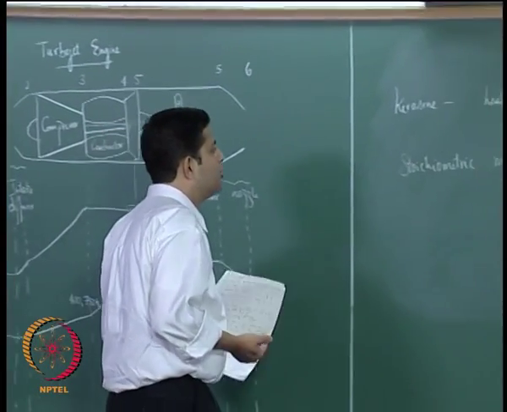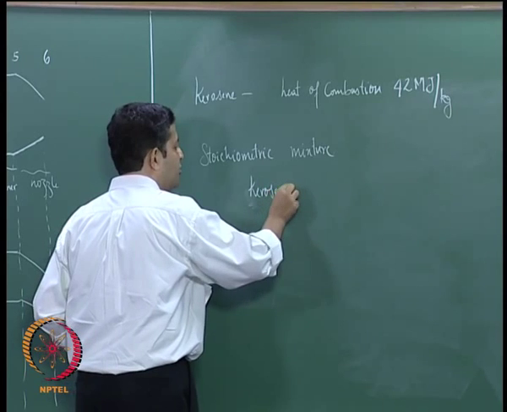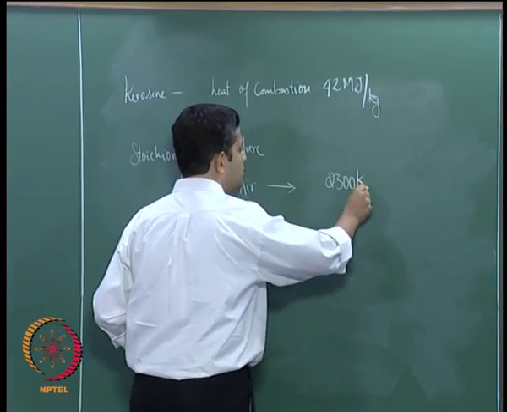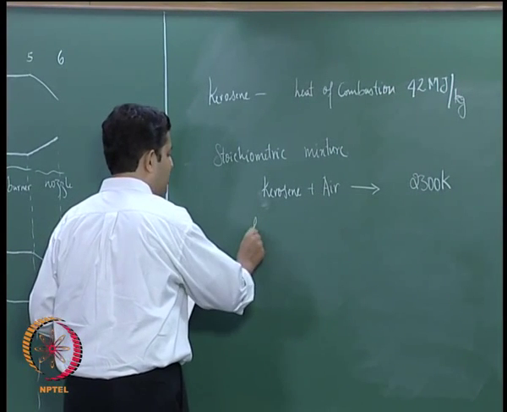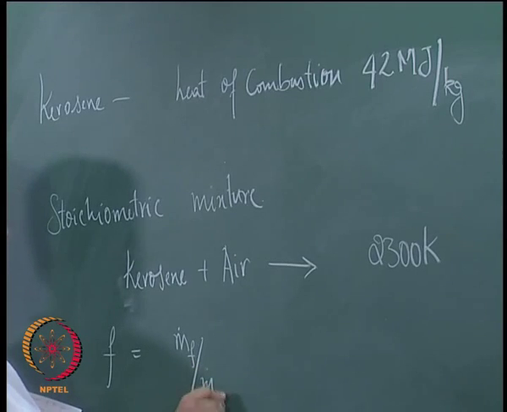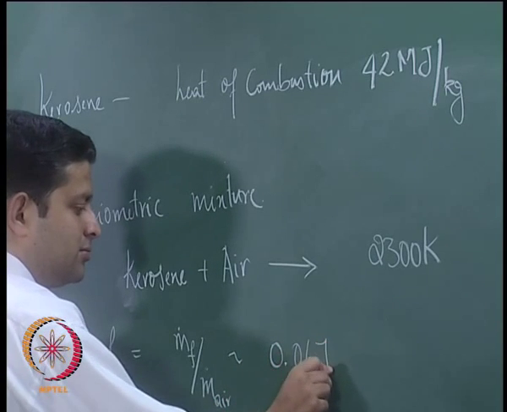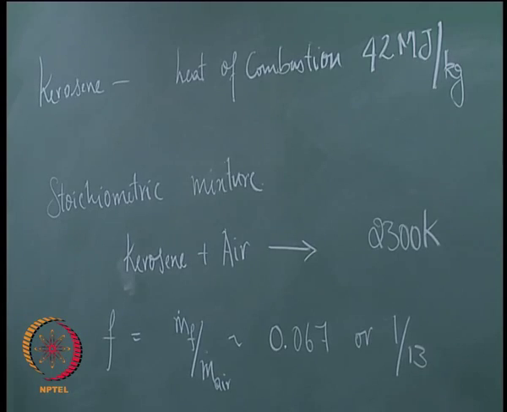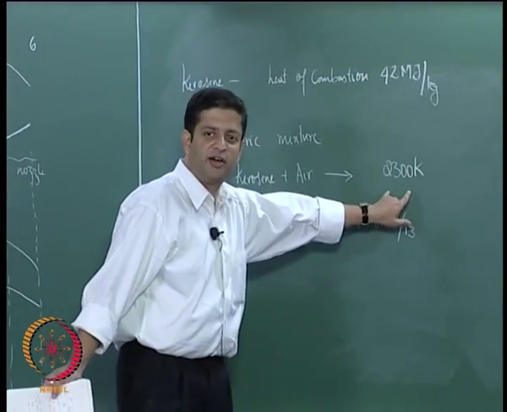If you use this for kerosene and air, if you use a stoichiometric mixture, you get a temperature of around 2300 Kelvin. The stoichiometric ratio for this is F, which is nothing but mass flow rate of fuel divided by mass flow rate of air. This is around 0.067 or 1/13 for kerosene and air. So if you have one part of fuel, you need 13 parts of air to completely burn it, and the temperature that you get at the end of the combustion process is somewhere around 2300 K.